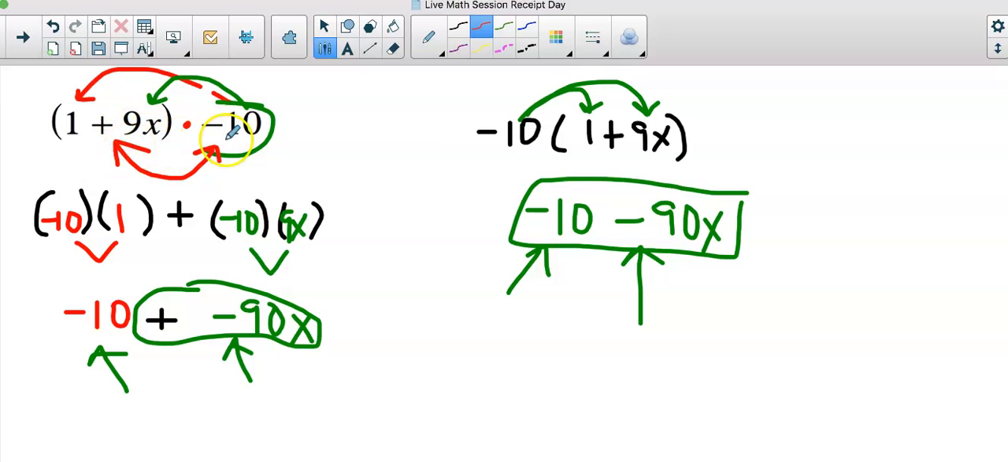So I can trade the order of these, just like I did over here. I traded the order because they're separated by multiplication. So hopefully that's enough to help you with those problems where the factor comes second.